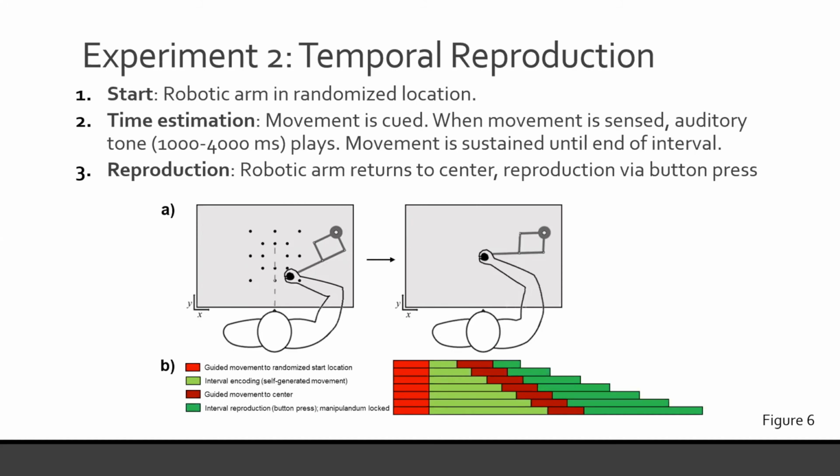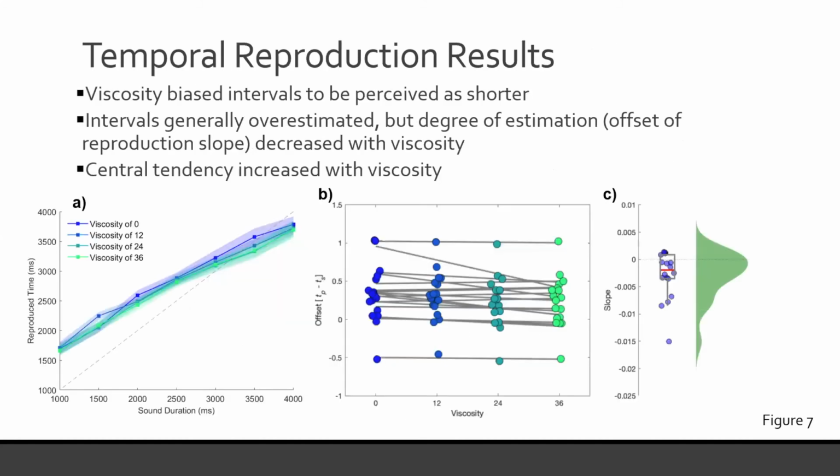This is slightly different from the first experiment because we actually required people to move here. And then during the reproduction phase, the robotic arm brought them back to the center, and they reproduced the duration with a button press, with a button attached to the handle. Here are the results for the temporal reproduction experiment. The viscosity tended to bias intervals to be perceived as shorter. If you look at these reproduction slopes, intervals were generally overestimated, but the degree of estimation decreased with viscosity.